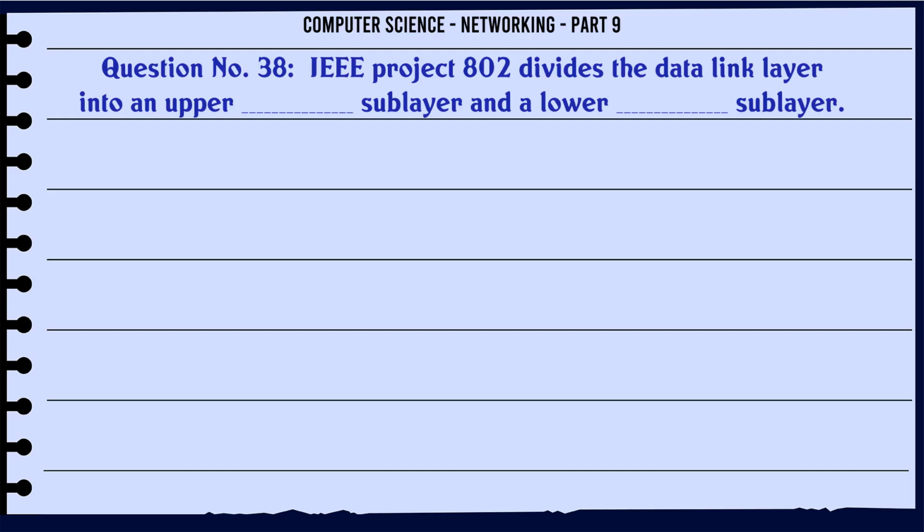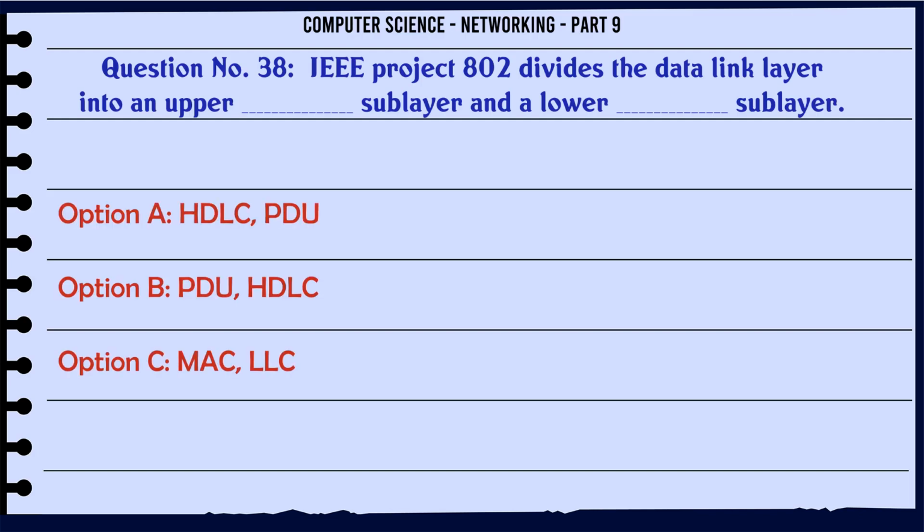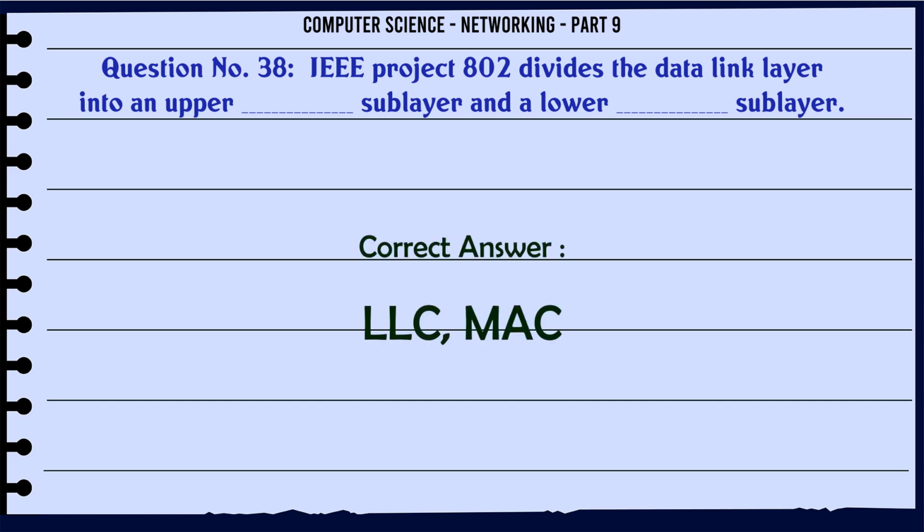IEEE Project 802 divides the data link layer into an upper sublayer and a lower sublayer. A. HDLC PDU. B. PDU HDLC. C. MAC LLC. D. LLC MAC. The correct answer is LLC MAC.